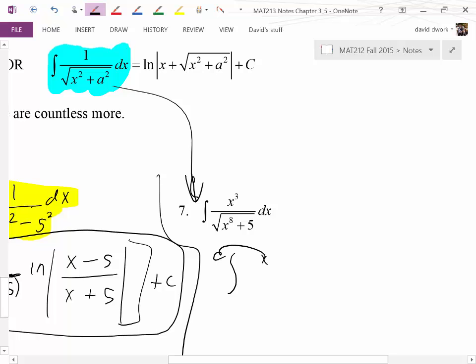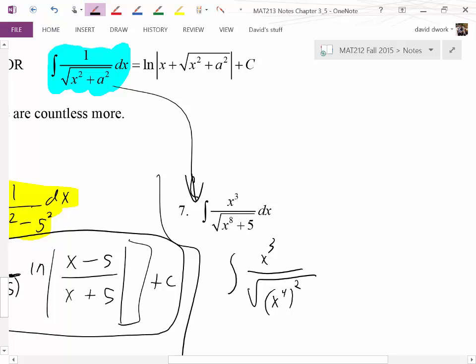Now, I can't just take an x out, right? That only works with constants. So this x cubed's got to stay. Now, down here, I need to write this as something squared. So how would I write that? x to the 4th. Because remember, the rules of exponents are if we have a power to a power, then they multiply, right? So x to the 4th squared is x to the 8th.